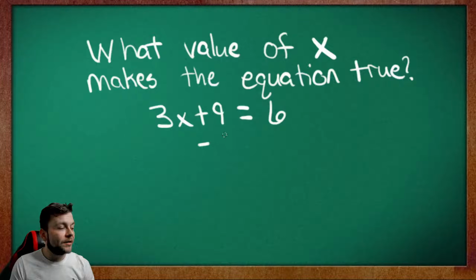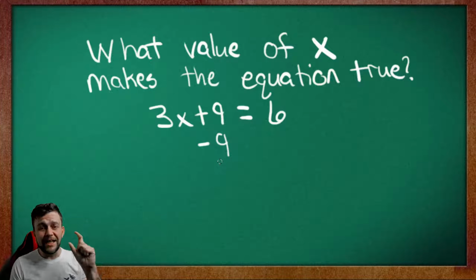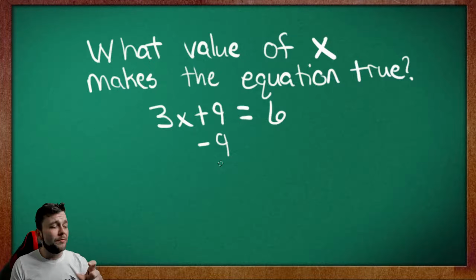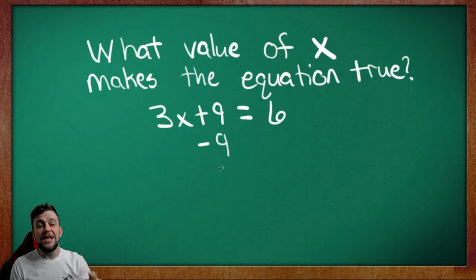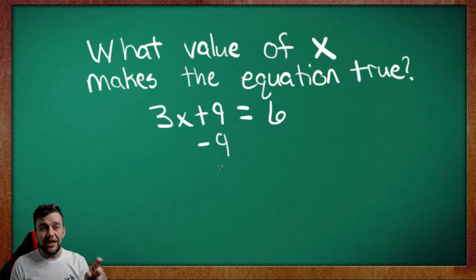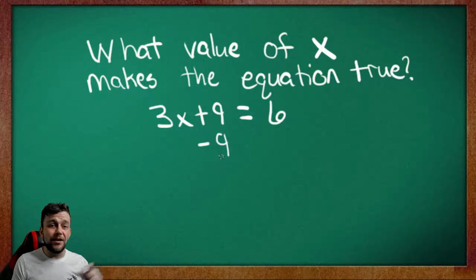Subtract 9. Now that equal sign means that we have to maintain equality. Whatever is true on one side is also perfectly true on the other. They are equal on both sides of that equal sign. So whatever we do to one side of the equal sign, we must do to the other side. So since I am subtracting 9 on the left side, we must subtract 9 on the right side. So I'm just going to go ahead and write minus 9 on the right side.